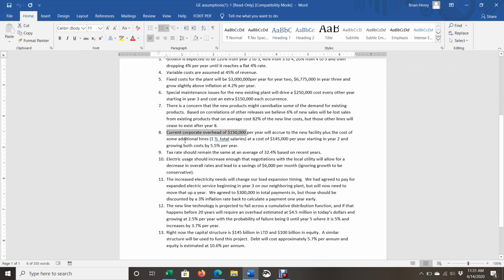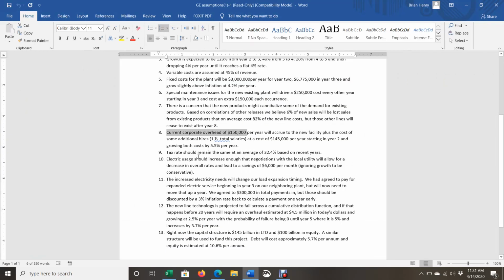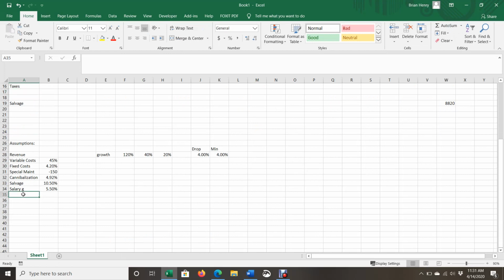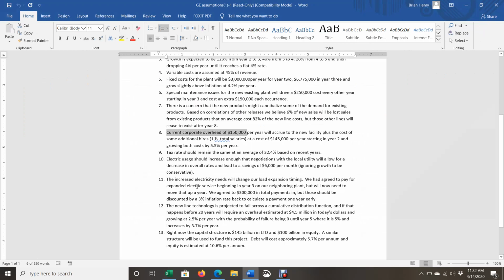Tax rate should remain the same, an average of 32.4% based on recent years. So tax rate, we'll hold off on taxes. We'll do that down here because we've got to finish some of the other things first. And our tax is 32.4%. So we'll come back to that after we have everything we need to calculate our net income.